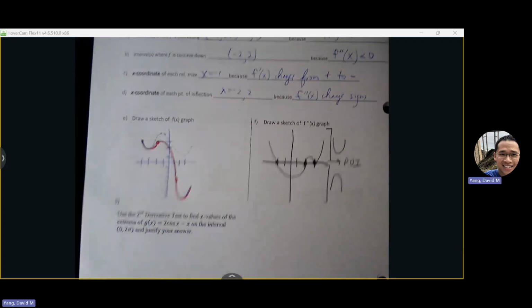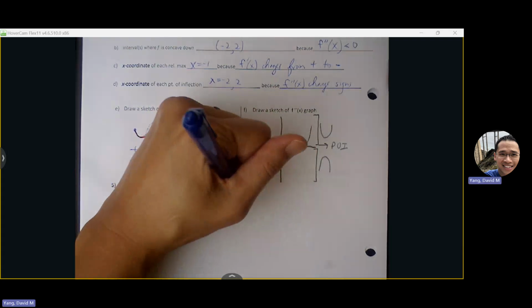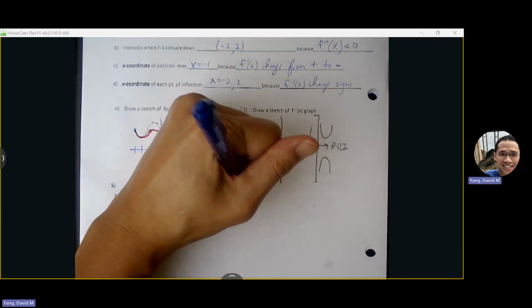Okay, next up, number 5, use the second derivative test. Remember, the second derivative test does not test for concavity. It does the same thing as the first derivative test. So here are the steps that we're going to take. For a second derivative test, you're going to first find your critical points from f prime.